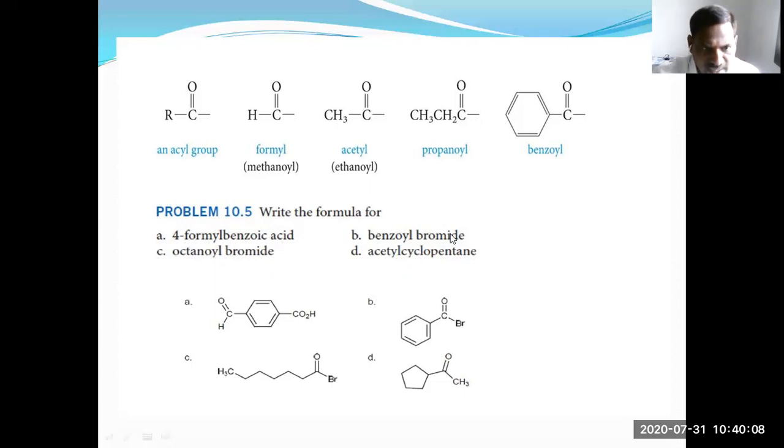Whereas benzoyl bromide: the benzoyl group is benzene attached with the C double bond O. That C double bond O group attached with bromine gives benzoyl bromide. So octanoyl bromide. Next, acetyl cyclopentane. So the cyclopentane group is attached with the acetyl group. This is a cyclopentane. C double bond O C is the acetyl group. The name of this compound is acetyl cyclopentane.